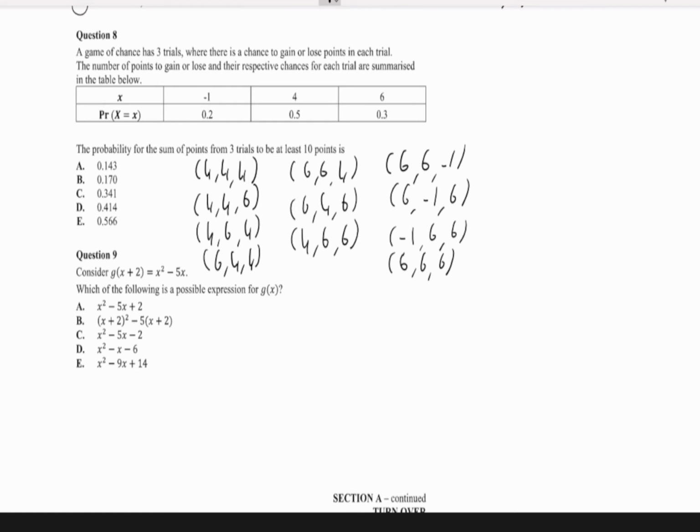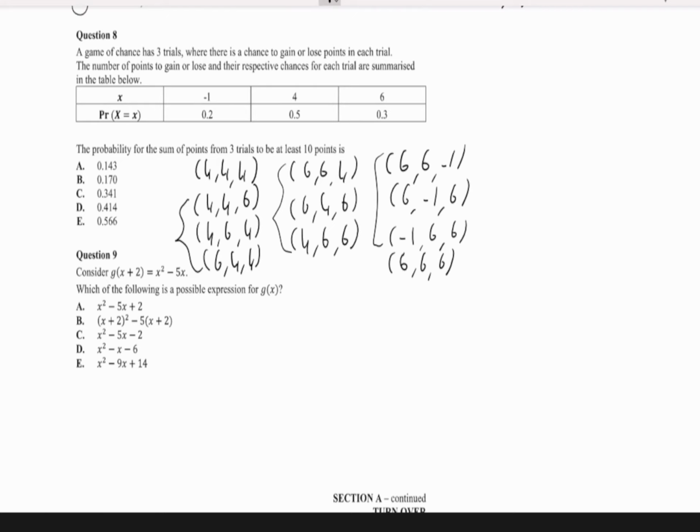You'd have to notice here that these three have the same probability of occurring, and same with these three and these three as well. So when you're calculating the final answer, that's just important to note.